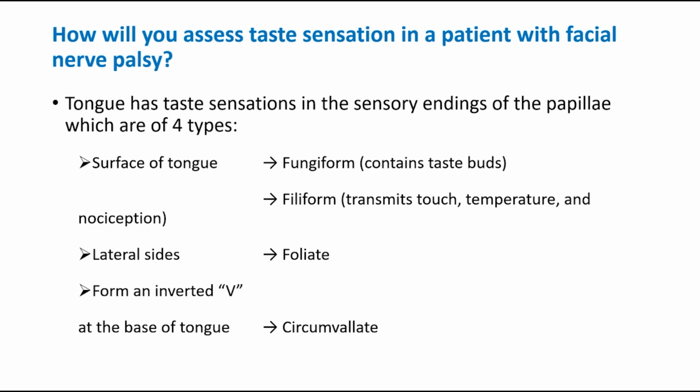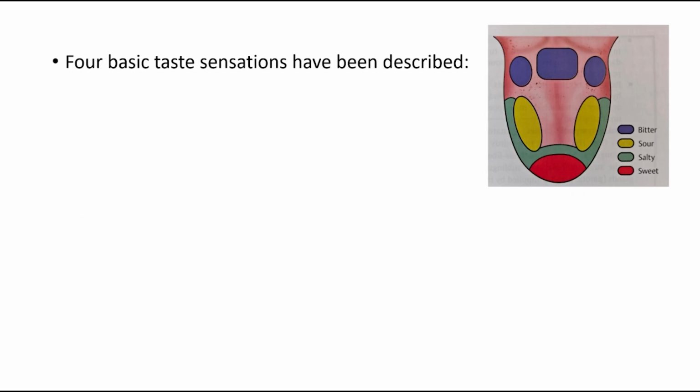You must know that there are four types of papillae on the tongue. On the surface of the tongue, there are fungiform papillae, which contain the taste buds. There are filiform papillae, which do not transmit taste sensation. Instead, they transmit touch, temperature, and nociception. On both lateral sides of the tongue, there are foliate papillae, and on the base of the tongue, an inverted V shape is formed by the circumvallate papillae. For the basic taste sensations, you must know them and you must test for them in the patient.